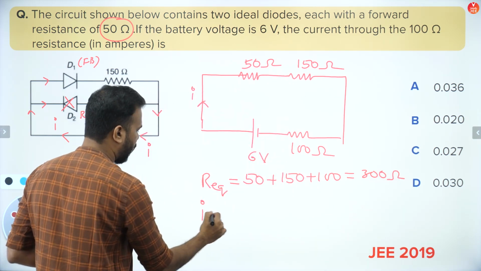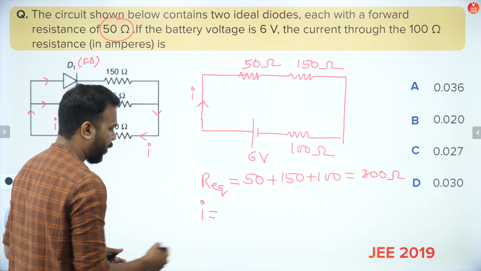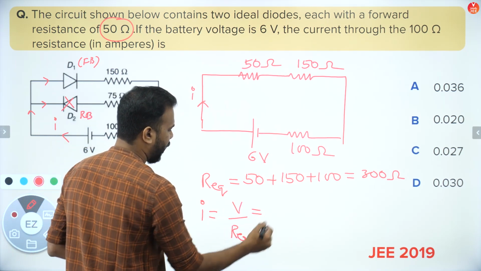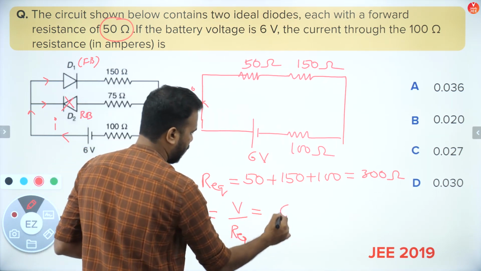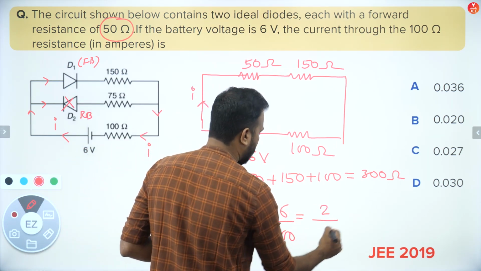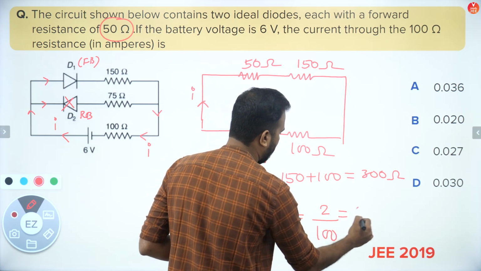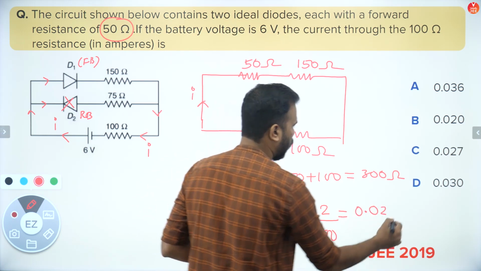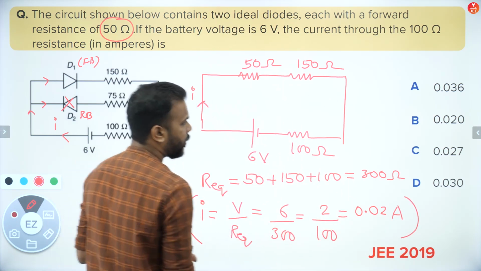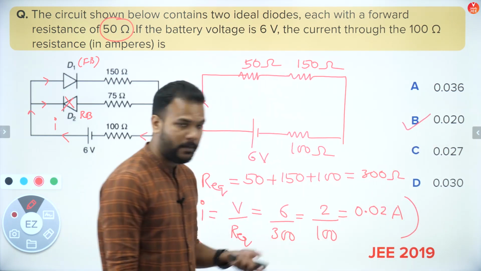Let's find out the value of I now. So that value comes out to be V by R equivalent. And what is that value? V value is 6, dividing it by 300. What you get is 2 by 100, or simply 0.02 amperes of the current. Which means the correct answer to the question is option B.